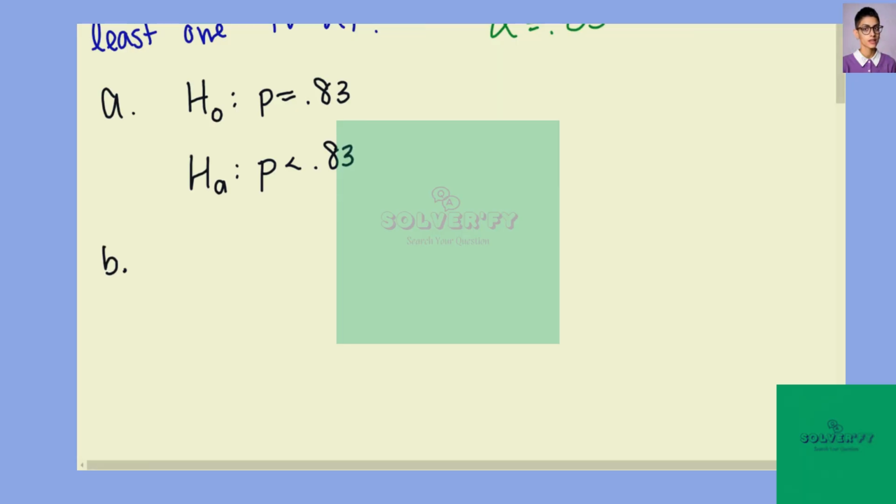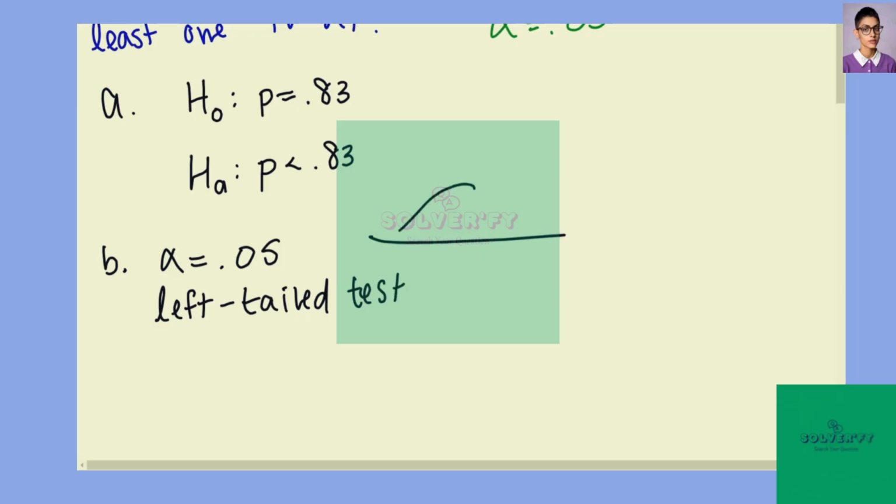Next, we need to find our critical value. Note we have an alpha level of 0.05, and this is a left-tailed test, meaning on a normal curve we're looking at this side only. So our critical value is negative 1.65.